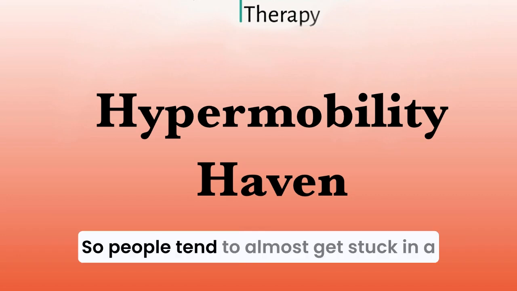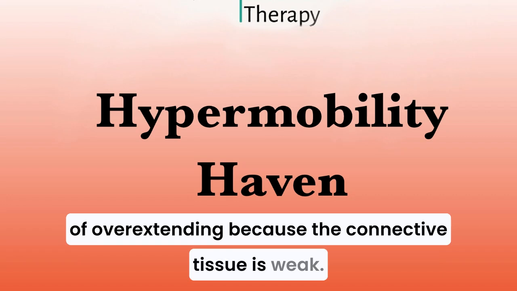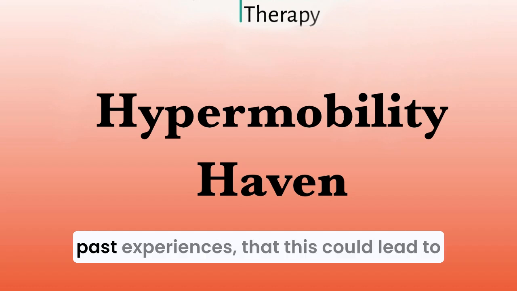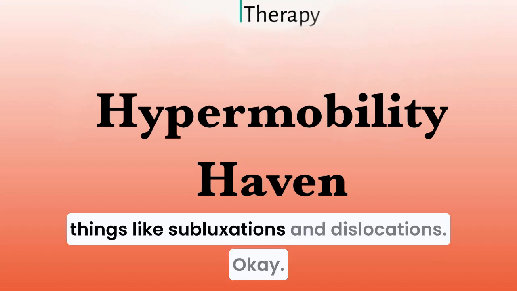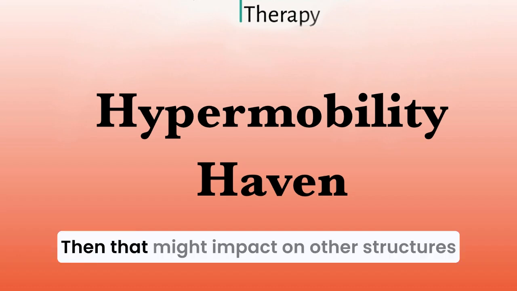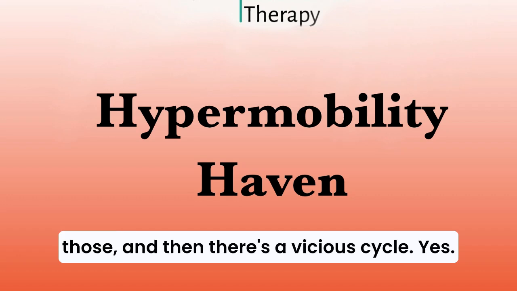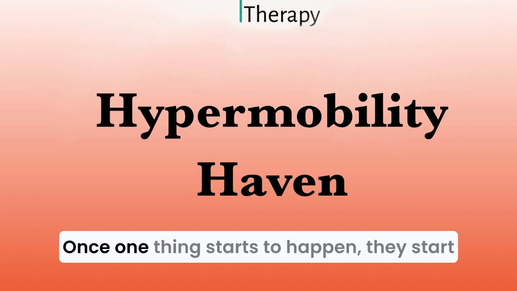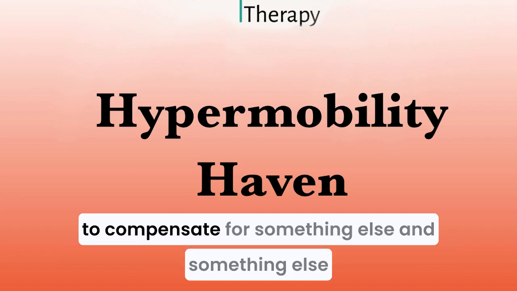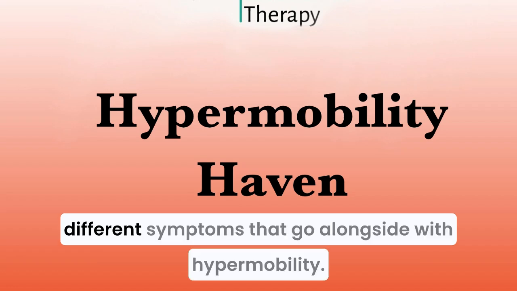Yes, so people tend to almost get stuck within that range of movement due to fear of overextending, because the connective tissue is weak, and they might be aware due to past experiences that this could lead to things like subluxations and dislocations. Okay, and then that could also in turn affect their posture, and then that might impact on other structures in the body, put more stress on those, and then there's a vicious cycle. Yeah, so it's kind of like a snowball effect. Once one thing starts to happen, they start to compensate for something else, which could cause, in turn, a lot of different symptoms that go alongside hypermobility. Okay.